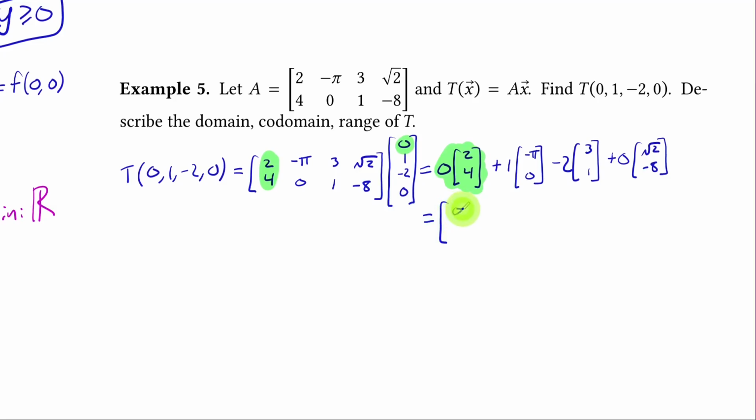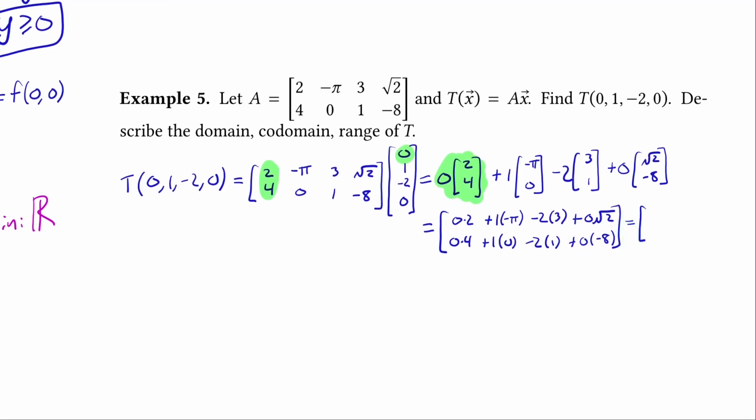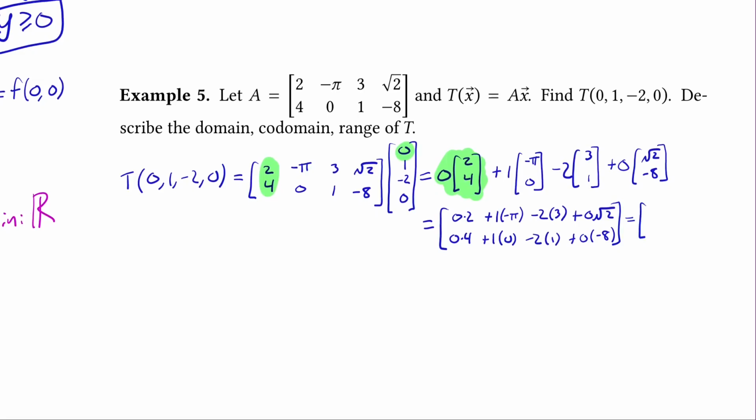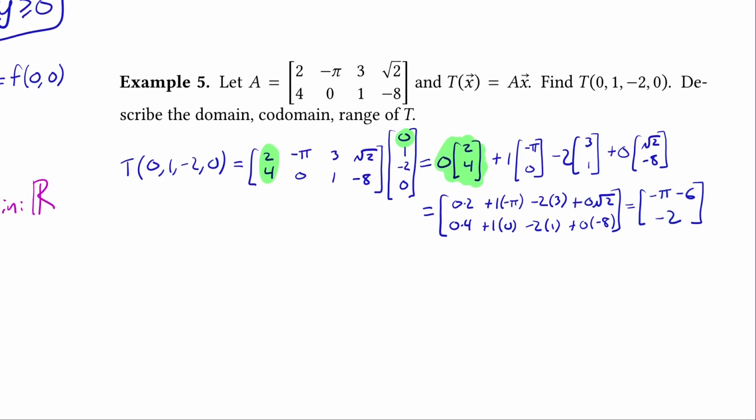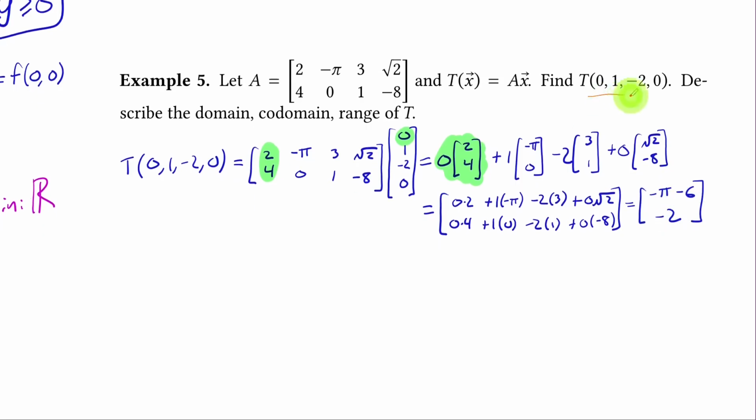And if you want, you could always write this like so. But you don't have to. The result comes out to be the vector where the first component is -pi minus 6, and the second component is -2. So that is T of (0, 1, -2, 0).